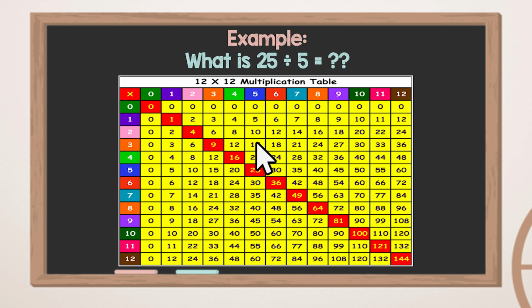Then we go up the column. What number is in the first row when we move up from 25? 5. So therefore, 25 divided by 5 will result in 5.